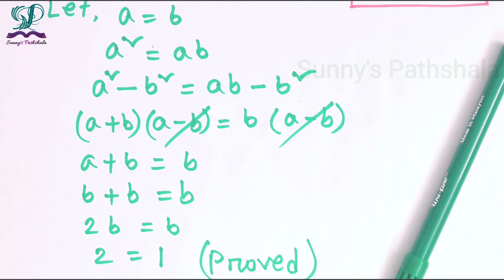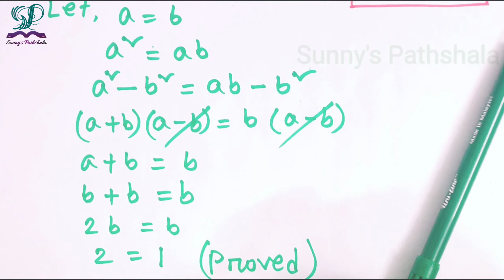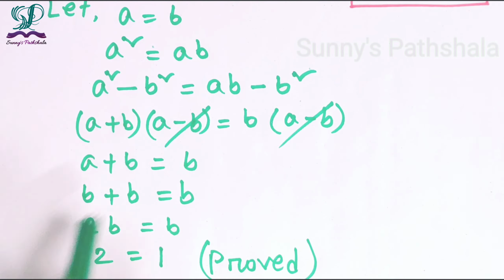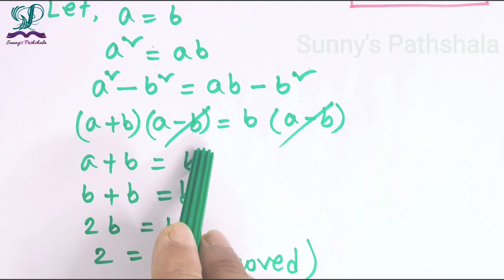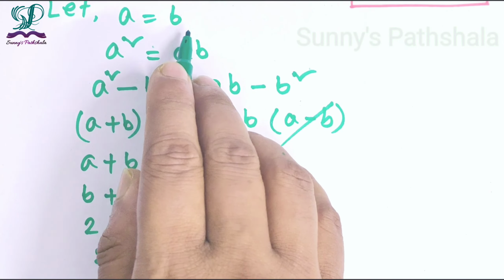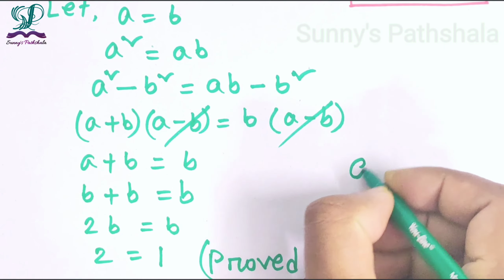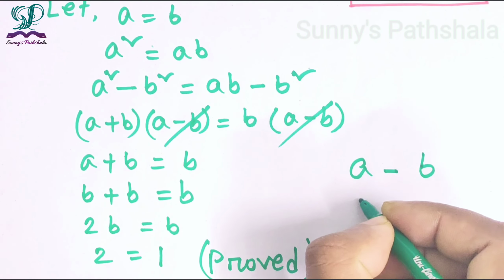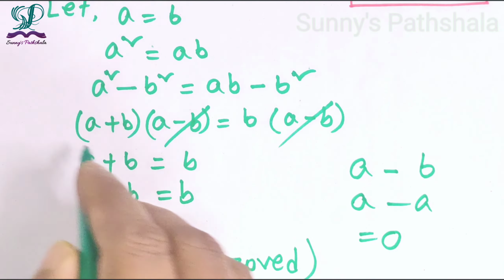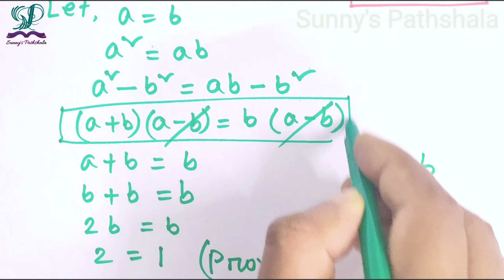Okay guys, in mathematics you can never divide any number by 0. If you do so, anything can happen and math system will never be responsible for this. When we are dividing both sides by a minus b, actually we are dividing both sides by 0, because here a equals b, so a minus b equals a minus a, and that is 0. So this statement is wrong.